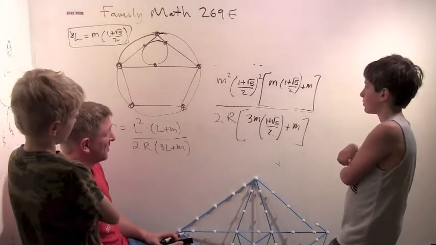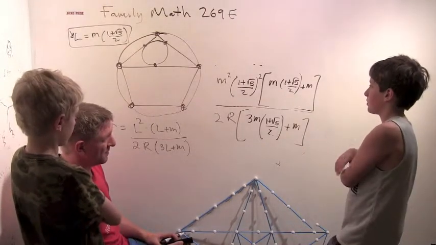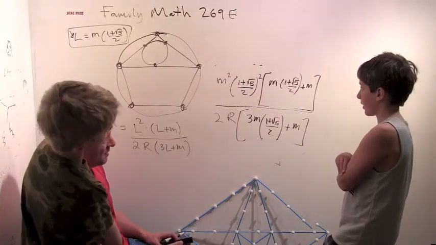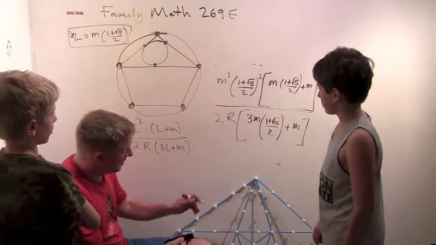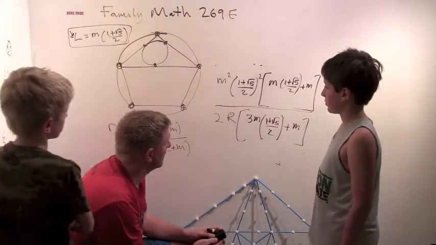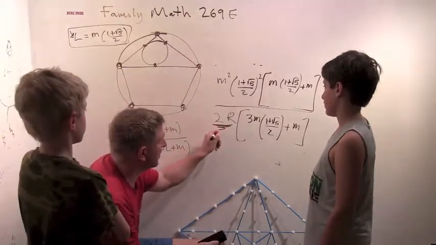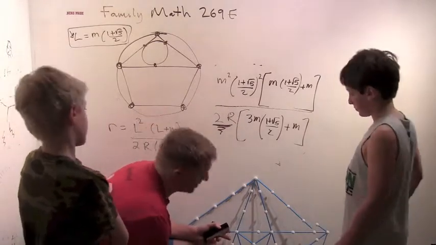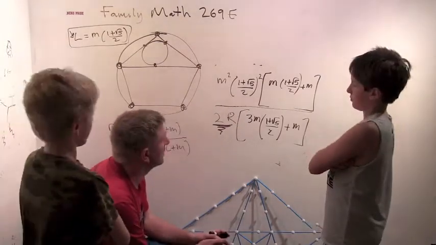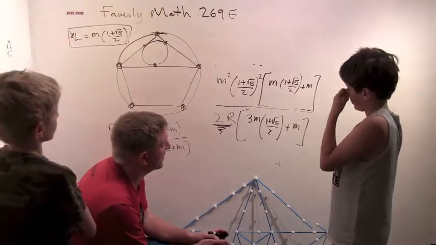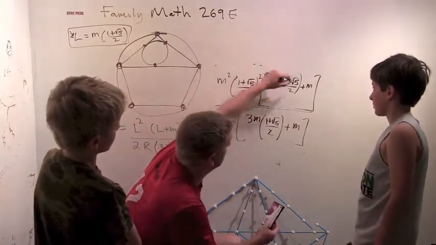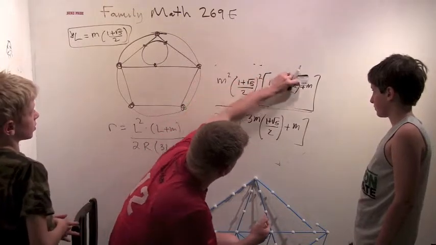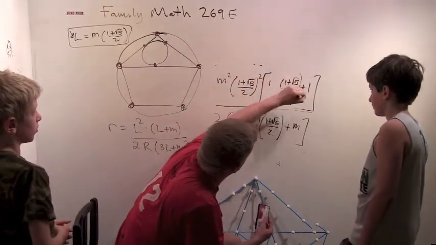Okay? So, here we have an M in every term. Well, what about the 2R? The 2R we're going to have to deal with later. Well, we can take an M out of everything. I'm going to pick the M that's on the inside here. It's in every term. Goodbye, M. It turns into a 1.